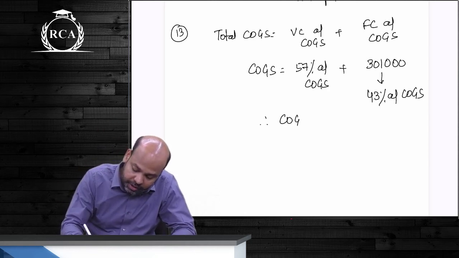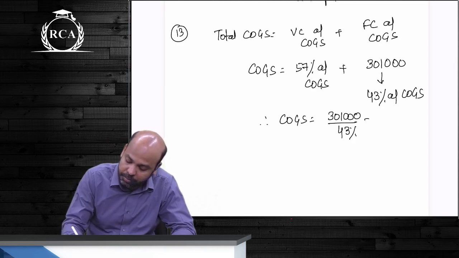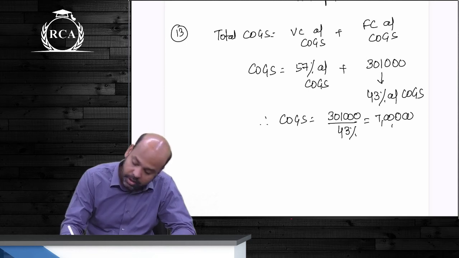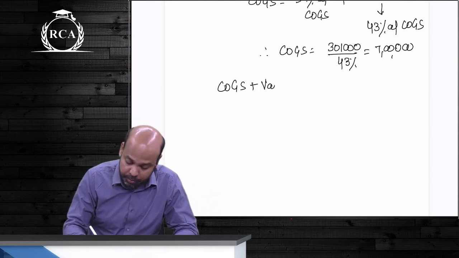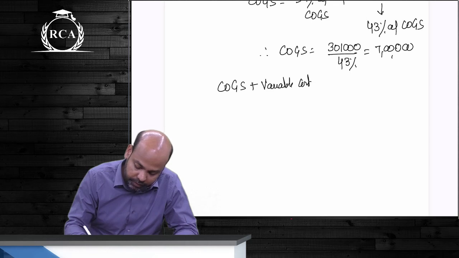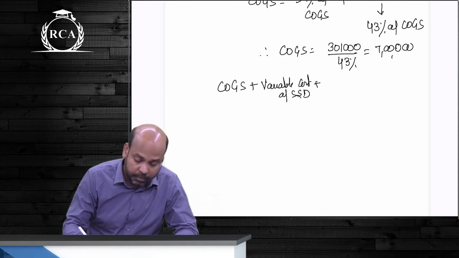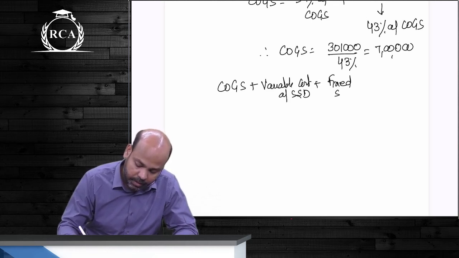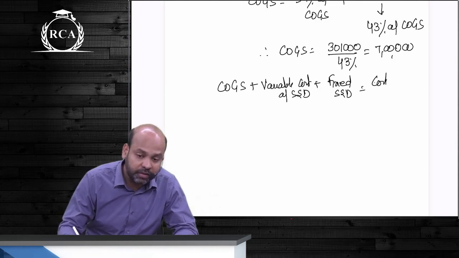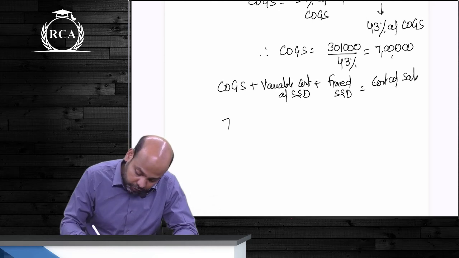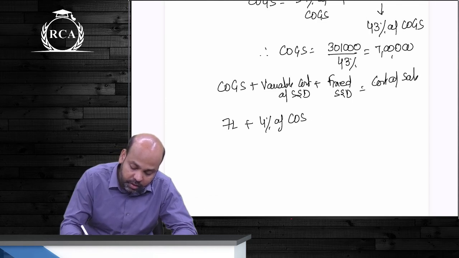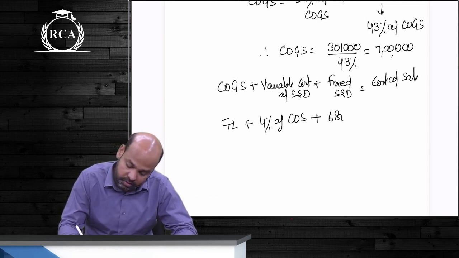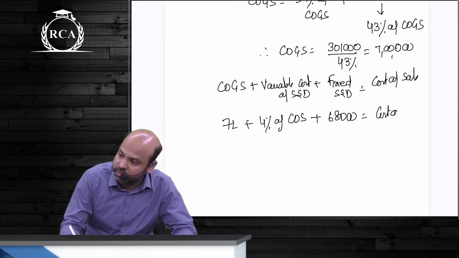Therefore COGS equals how much, beta? 3,01,000 divided by 43%. Just listen for one second, beta, it's almost done. Cost of goods sold plus variable cost of S&D plus fixed S&D, won't that become cost of sales? Cost of goods sold, you already know, is 7 lakhs. This is 4% of cost of sales. Fixed S&D is how much? This is equal to cost of sales.